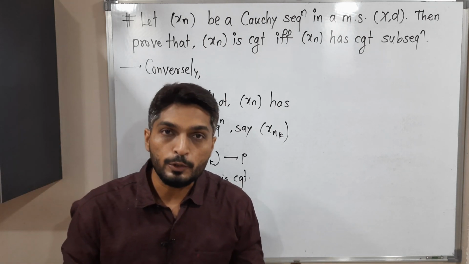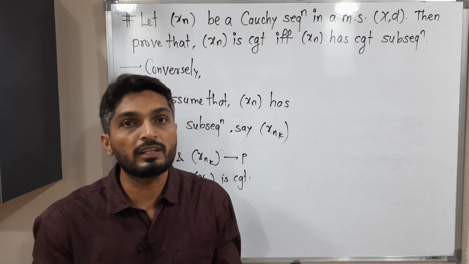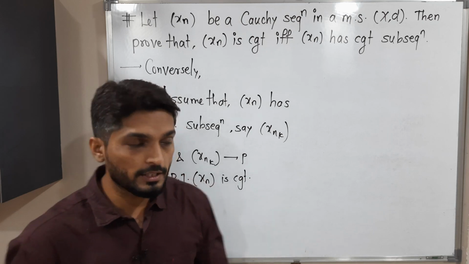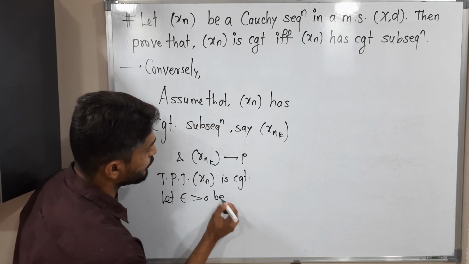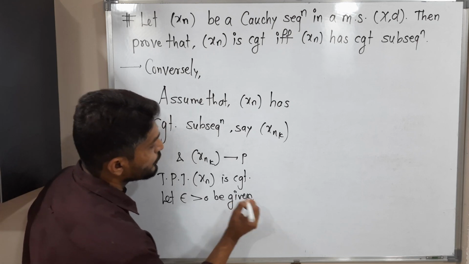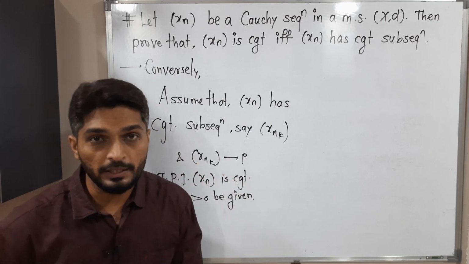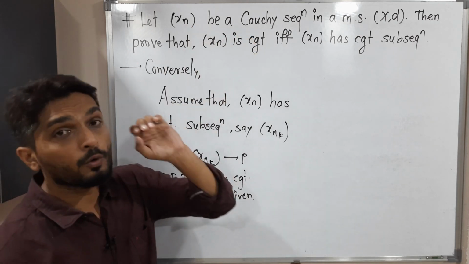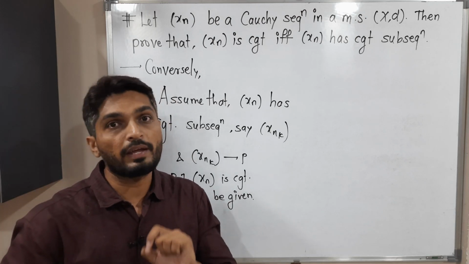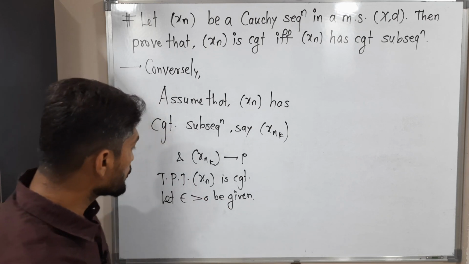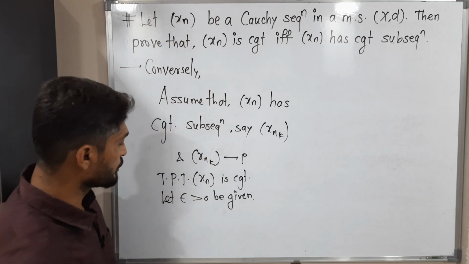To prove that x_n is convergent, here we are going to use the definition of convergent sequence. So, obviously I should start the proof by taking an epsilon, which is a positive real number. Let epsilon greater than 0 be given. Right now we have two pieces of information. The first is that x_{n_k} converges to p, and the second is that x_n is a Cauchy sequence. These are so important, they are given to us, but till now we have not used them. So, let us use them.